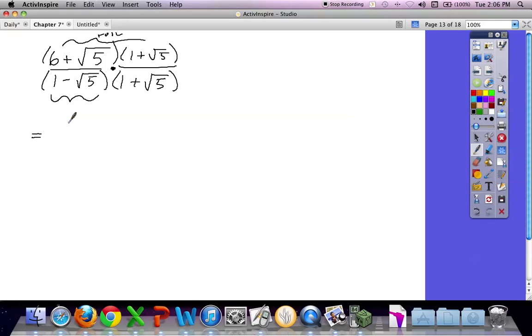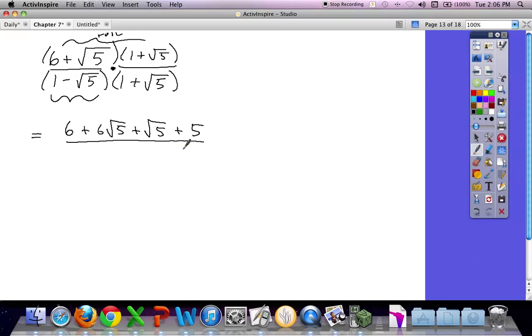So let's see, 6 in the numerator, 6 times 1 plus 6 times the square root of 5 plus 1 times the square root of 5 plus the square root of 5 times the square root of 5, which is 5. In the denominator, again, I know that the middle terms will cancel because these are conjugates.